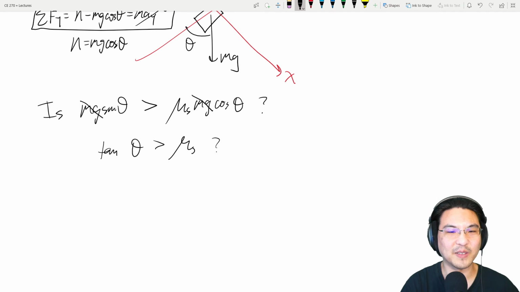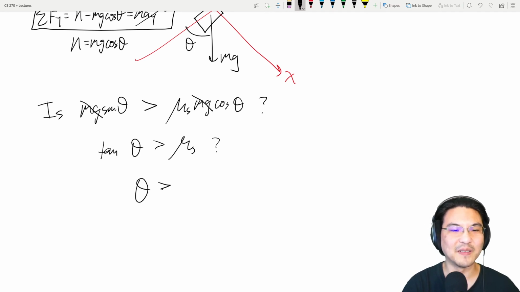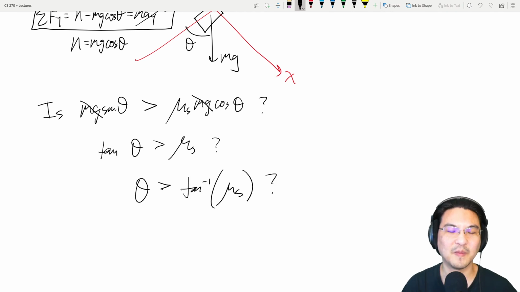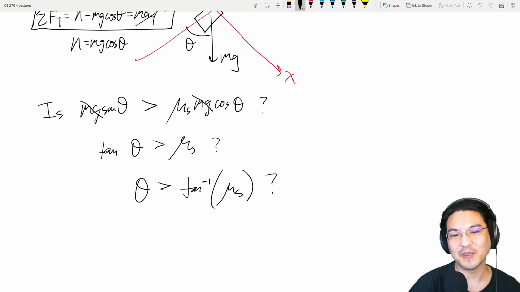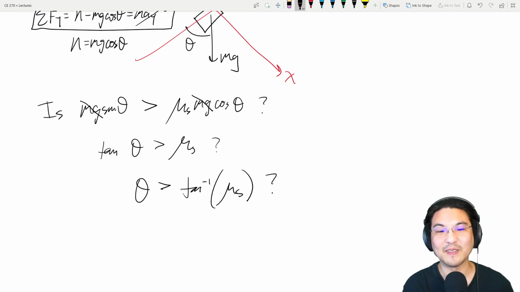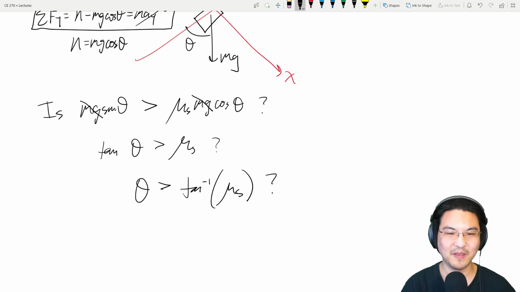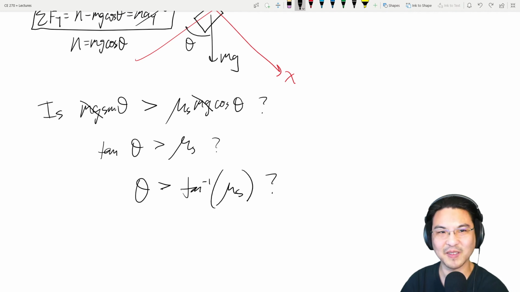So I could phrase the question more like, is theta greater than arctangent of mu s? If the angle is sufficiently large, more than this number, then the block will slide. If not, it's just going to sit there. So let me punch this in the calculator.